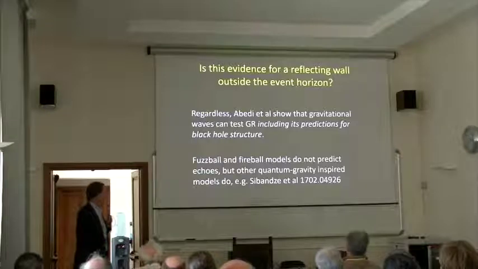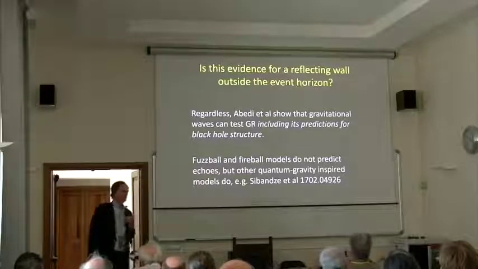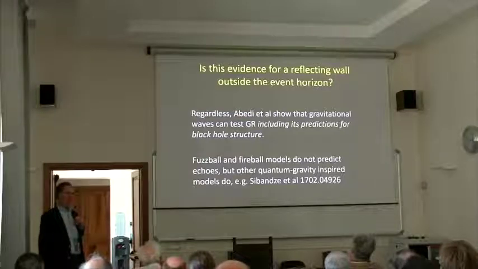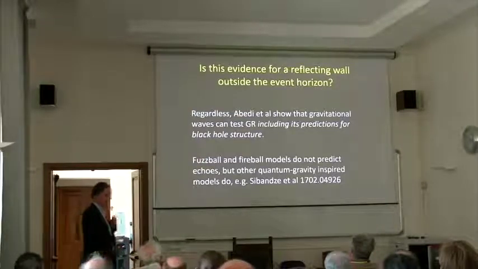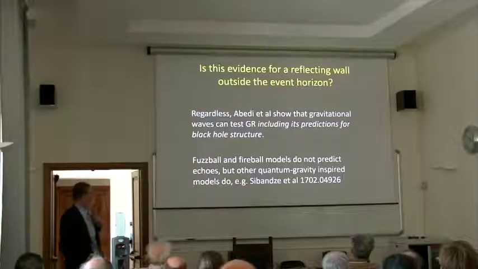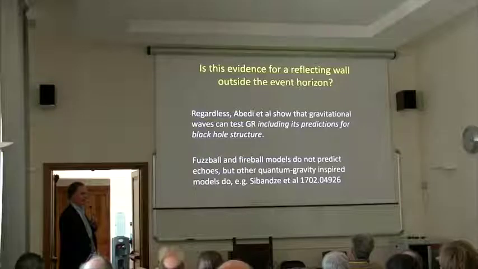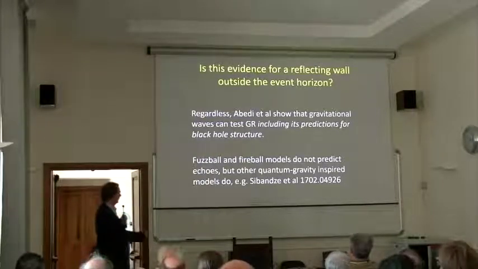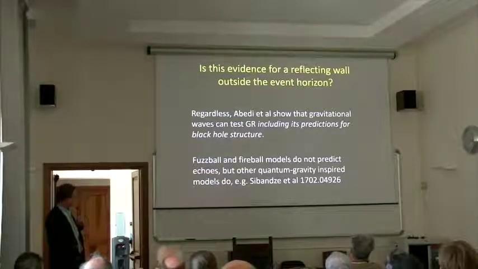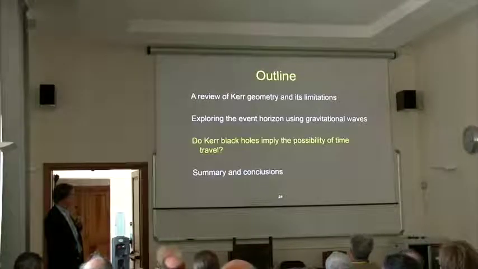Now, the fuzzball and the firewall models are not at this stage able, to my knowledge, to make such quantitative predictions. But there are other descriptions of black hole structure, such as ones based on f(R) theories, or in this case an R-squared gravity model of Cembranos et al., that can. And perhaps in the Q&A I'll say a little bit more about that.